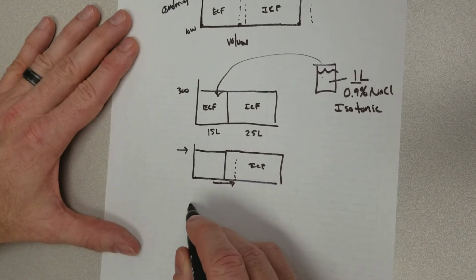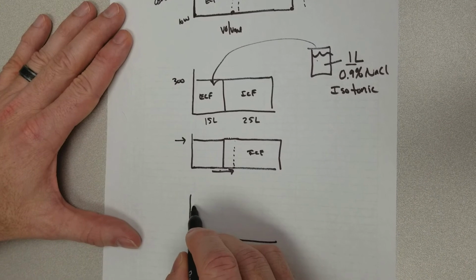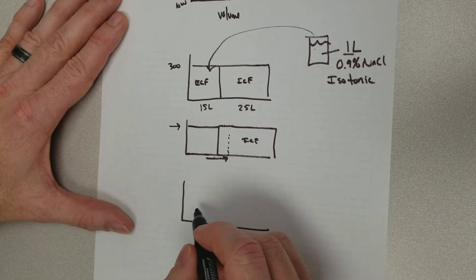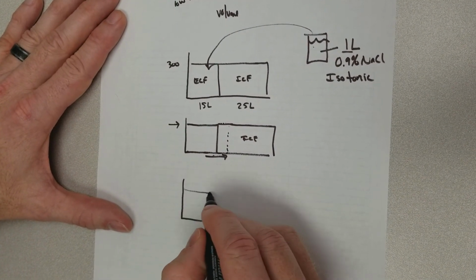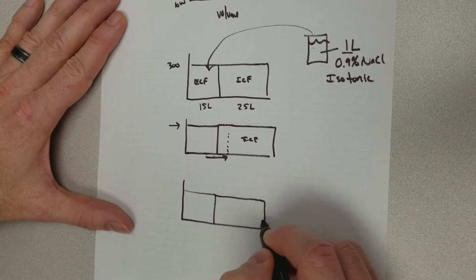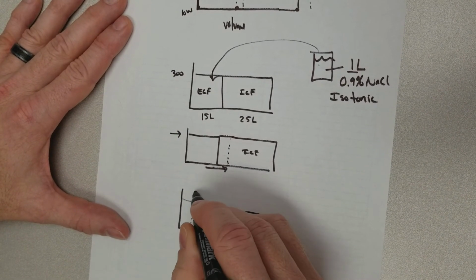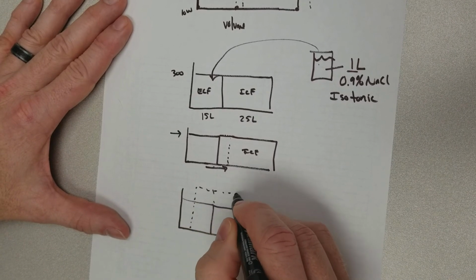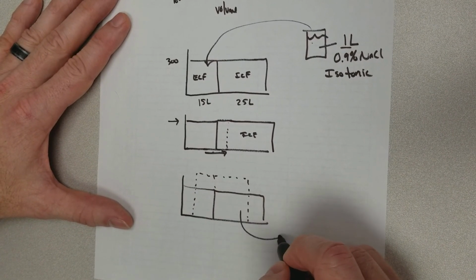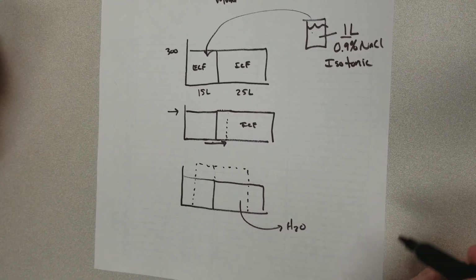Vice versa, if I take out water and I leave behind salt, I would expect, if this is normal, that now I've lost volume in both compartments, but I've also gained in osmolarity in both compartments, because this would be an example of just taking out water and leaving behind salt.